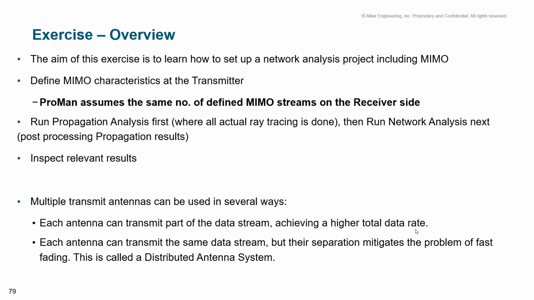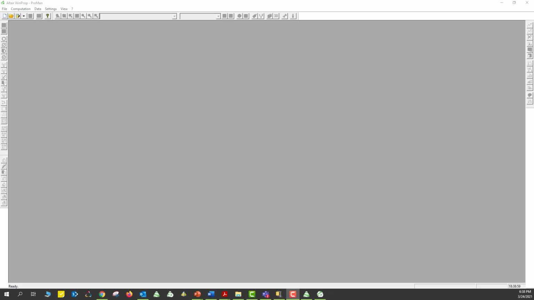The aim of this exercise is to learn how to set up a network analysis project, including MIMO. We will define the MIMO characteristics at the transmitter. We'll first run the propagation analysis, which is where the actual ray tracing will be done. And then as a post-processing step, we will run the network analysis and inspect relevant results.